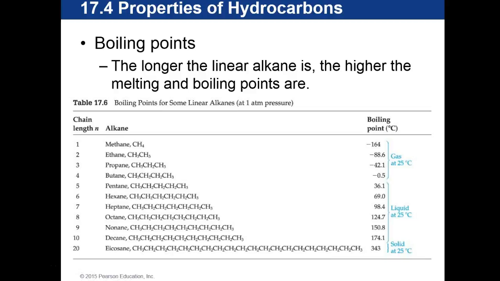So when it comes to boiling points, the longer the alkane is, the higher the melting and boiling points are. So methane has a boiling point of negative 164. So that's pretty low, right? Icosane, look at this long chain. Huge boiling point, 343.